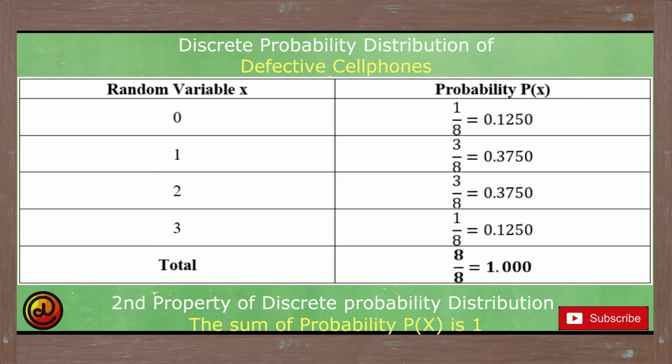Applying the second property of probability distribution, which is that the sum of the probabilities of all values of the random variable must be equal to 1. As you notice again, if we add all the probabilities, 1 over 8, 3 over 8, 3 over 8, and 1 over 8, the equivalent is 8 over 8, and that is 1.000. Even if you add the decimal probabilities, the equivalent is still 1.